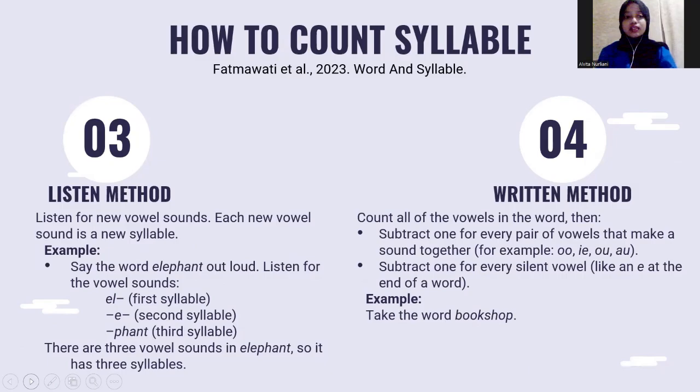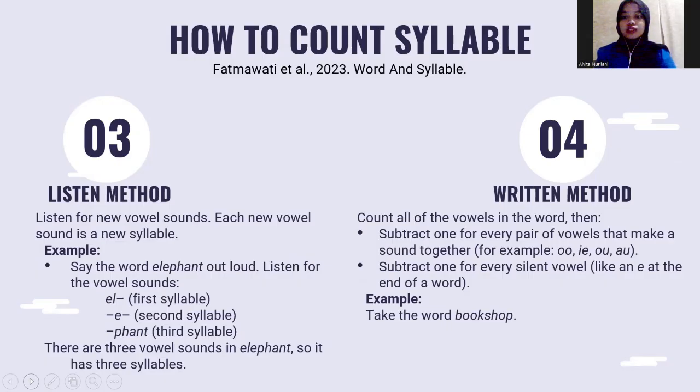And number 3 is the listen method. Listen for new vowel sounds, and each new vowel sound is a new syllable. Listen for the vowel sounds in the word elephant. Say it out loud. Elephant. El is the first syllable, and the second one is e, and then the third one is fant. And there are 3 vowel sounds in elephant, so it has 3 syllables.